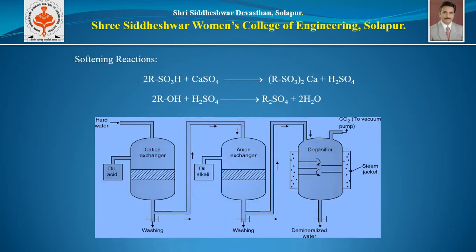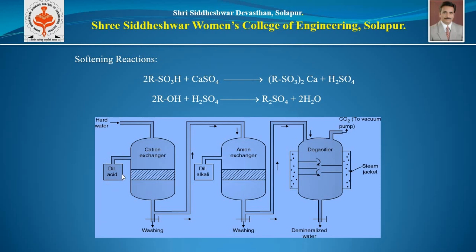Now let us see how this reaction takes place and how the plant actually works. There are three cylinders you can see here. The first cylinder is the cation exchanger, in which cation exchange resin is filled. For example, we have taken RSO3H. The second column is called the anion exchanger. In this, ROH, that is anion exchange resin, is packed.